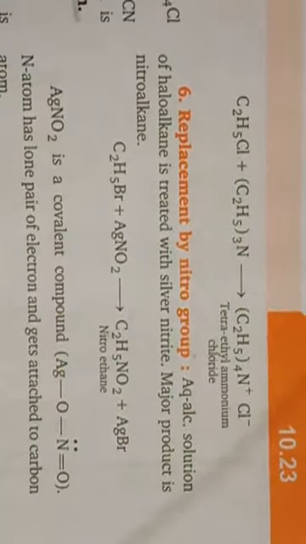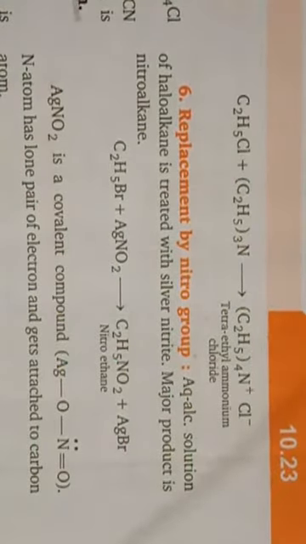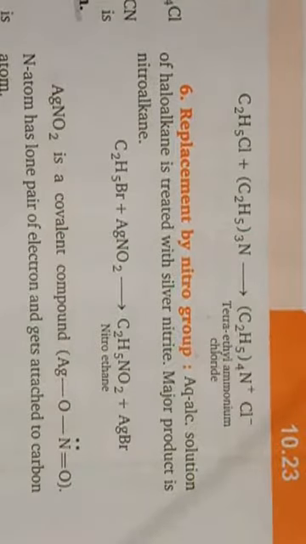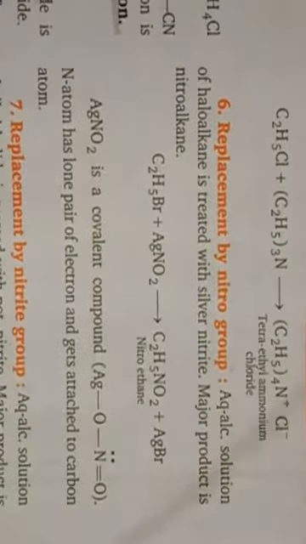Okay children, so this whole conversion is known as Hofmann's ammonolysis. As you can see, all types of amines with their quaternary salt are formed here. Overall we are getting a mixture of different amines and quaternary salt.